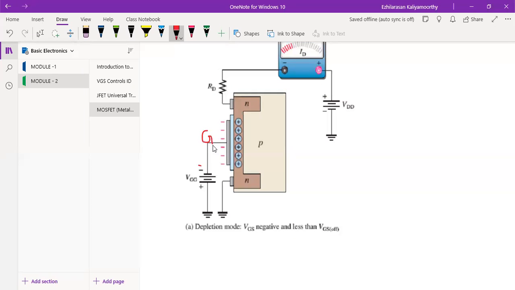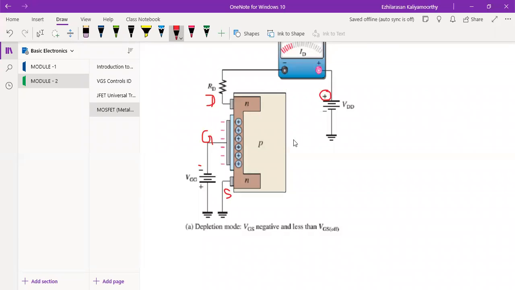Which is the gate? This is the gate terminal. This will be your drain terminal. This will be your source terminal. So now we are applying the negative potential at the gate, while the drain is at positive potential. See, the drain terminal is connected to positive potential, as shown.